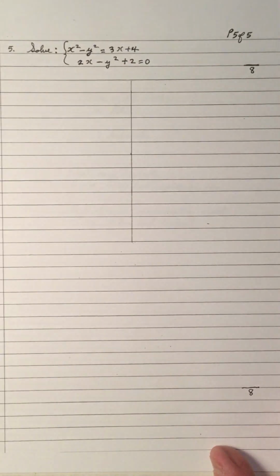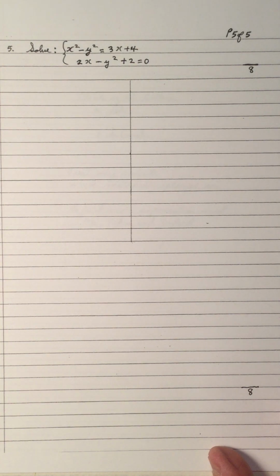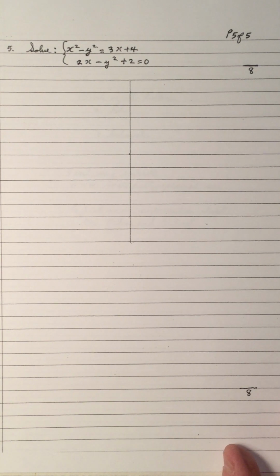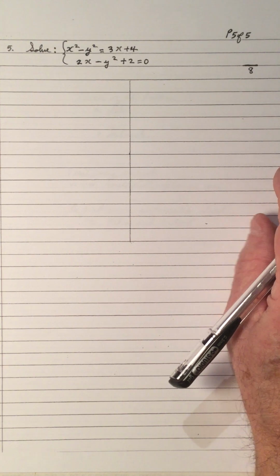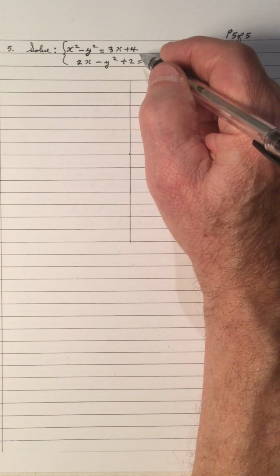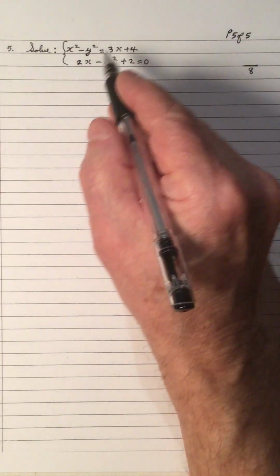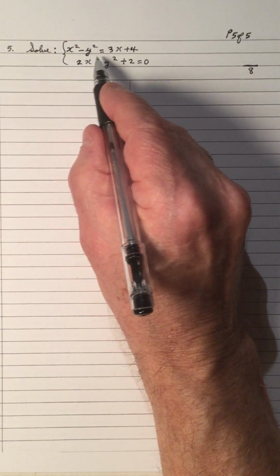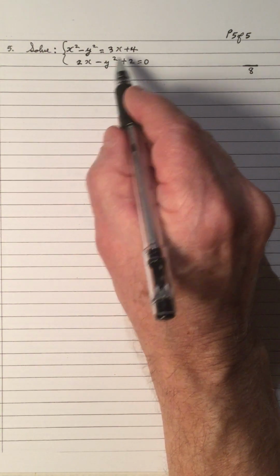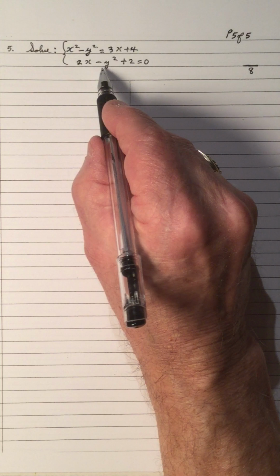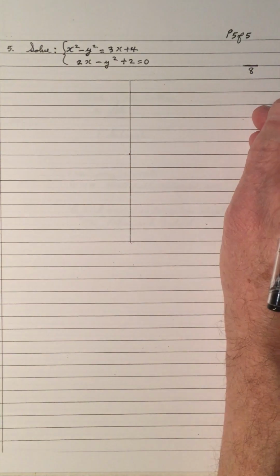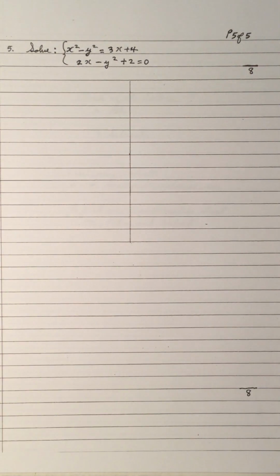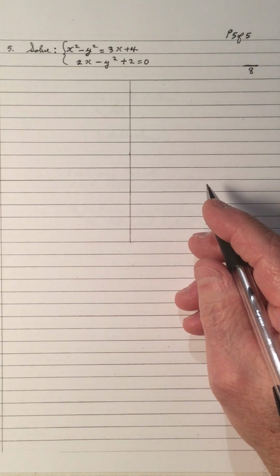Okay. And we just have one more to do. This is a system of equations intersecting. So we have x squared minus y squared equals 3x plus 4, and we have 2x minus y squared plus 2 equals 0. We need to solve this. I have a line drawn down here because I'm going to do it 2 ways.